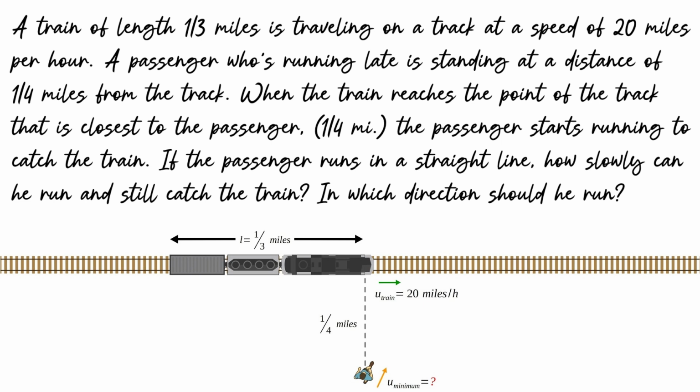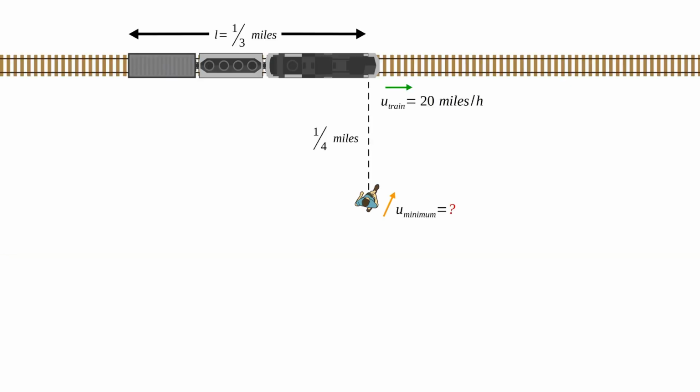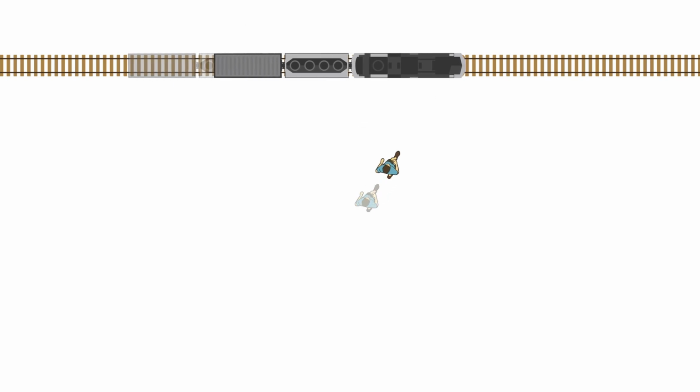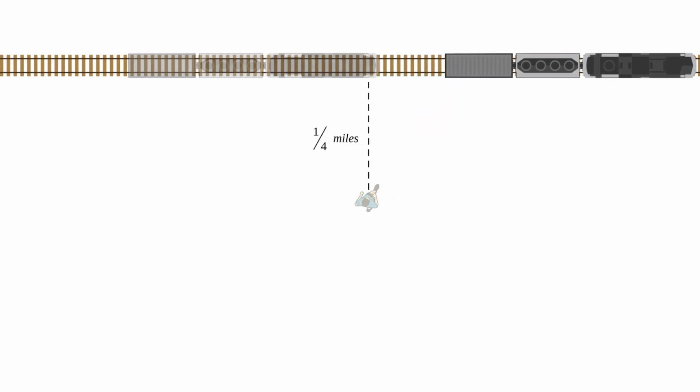Alright, so how do we go about solving this problem? Seems complicated, doesn't it? In order to find the minimum speed needed for the passenger to catch the train, the passenger needs to catch the train at the very end of its length, at the rear right corner specifically, as shown in the diagram. Make sense? And he needs to be running in the same direction as the train, which is to the right. If he, for example, runs towards the left, then higher speeds will be needed to catch the train.